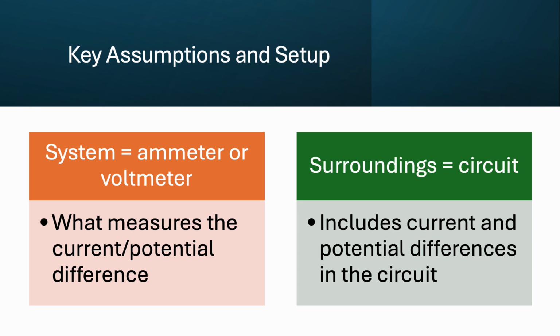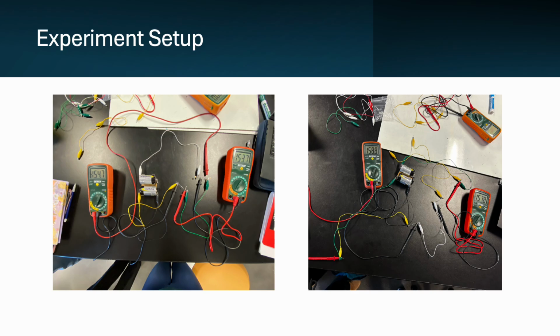Our system in this experiment is the ammeter or voltmeter, which measures the current and potential difference, and then the surroundings is going to be the circuit, which includes the current and potential differences in the circuit. Here's a look at the setup for the simple circuit.